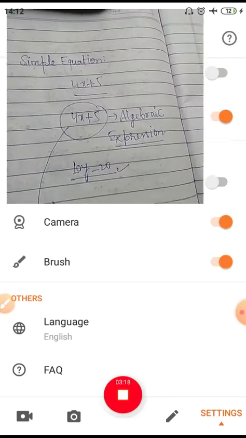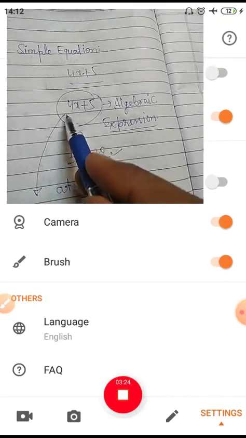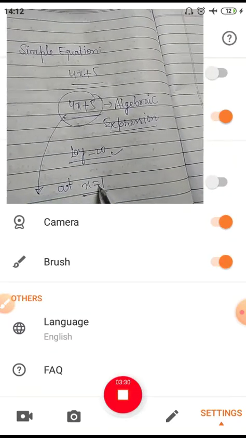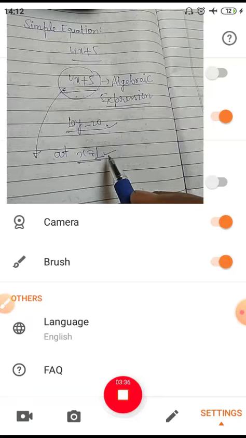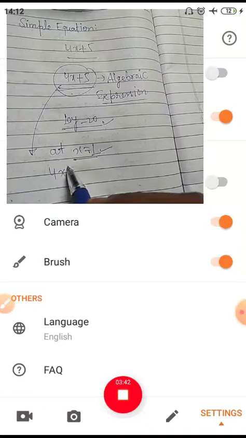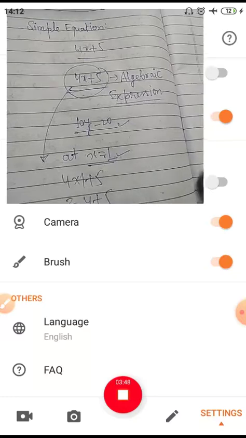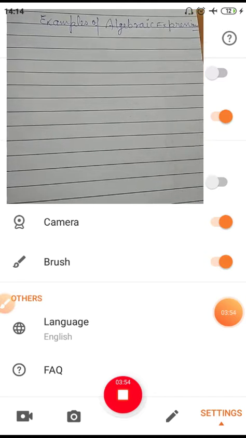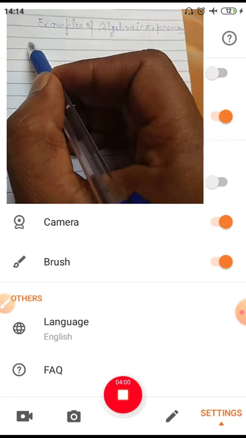What is the value of it at x is equal to 1? The value of this expression completely depends on the value of the variable chosen. If you choose x as 1, then what will be the value? Replace x by 1: 4 into 1 plus 5. 4 plus 5 is equal to what? 9.